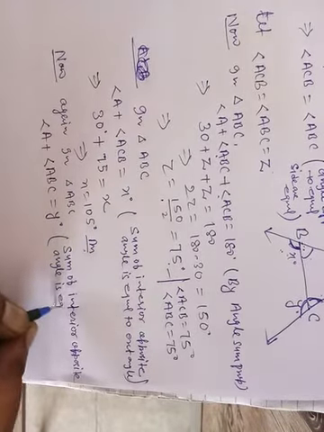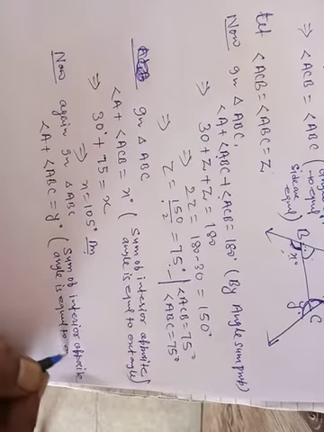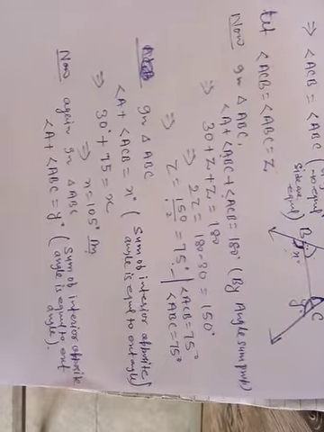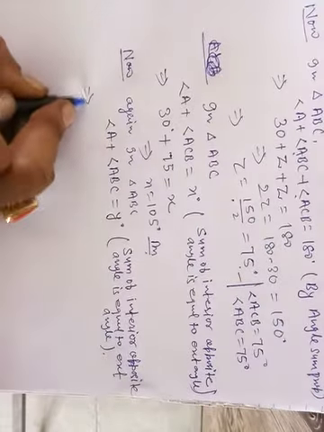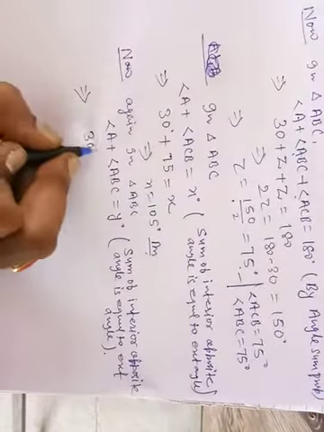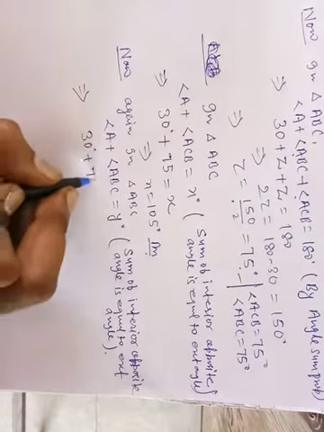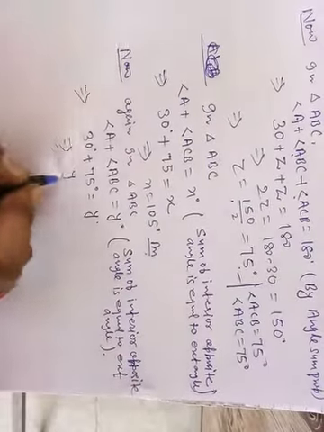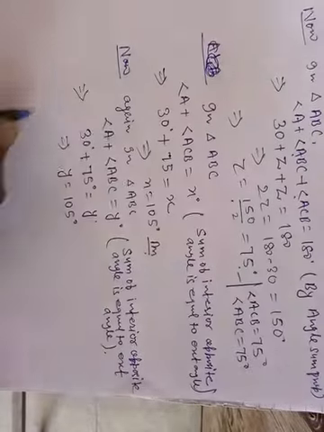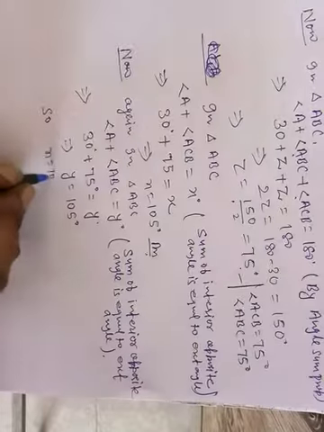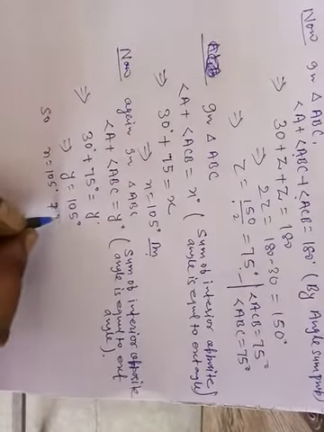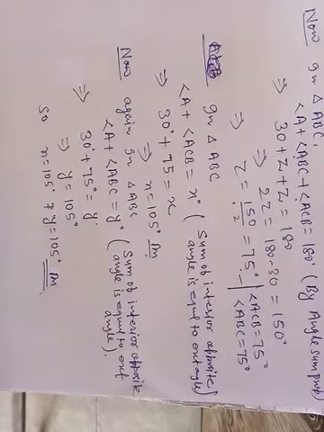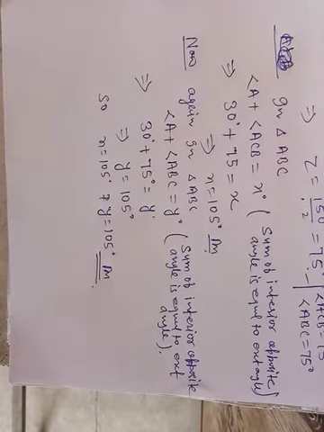Sum of interior opposite angles is equal to exterior angle. So here the interior opposite angle A is 30 degree, angle ABC is equal to 75 degree, which we already found out. So y is equal to 105 degree. So x is equal to 105 degree and y is again 105 degree. This is the answer.